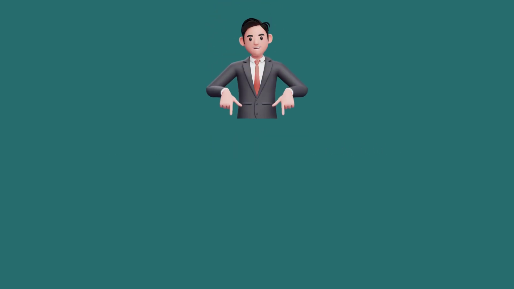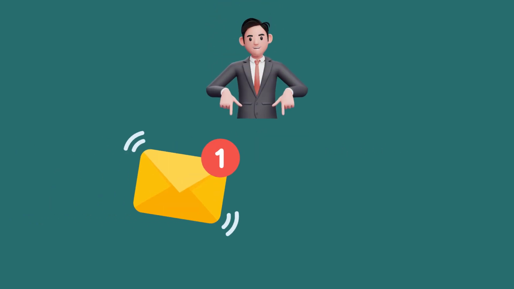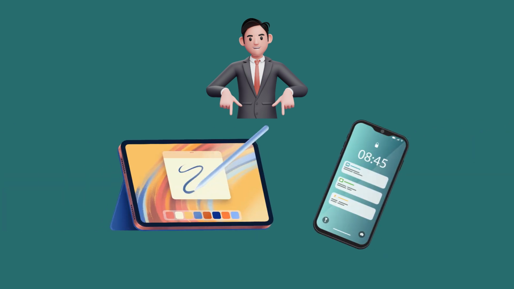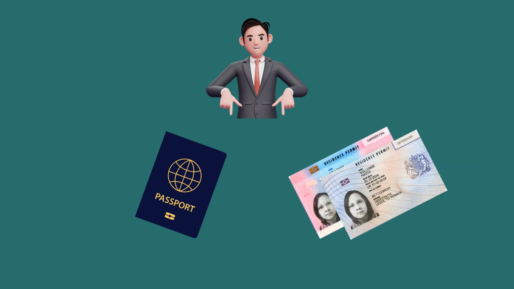So here are a few things you will need: an email address and a phone number that you can access, a smartphone or a tablet or a PC, your passport and your BRP card if applicable, or your visa application number. The next step is to create a UKVI account.